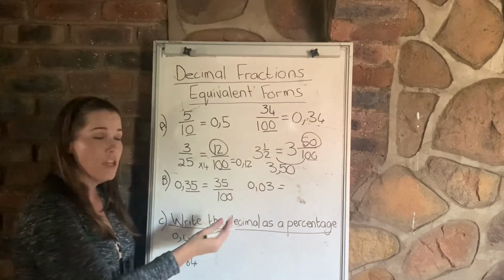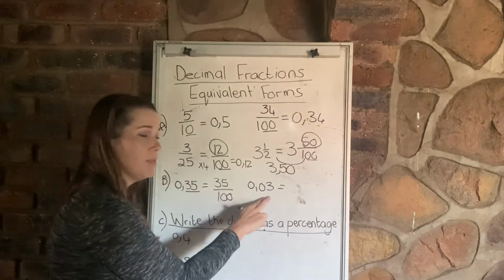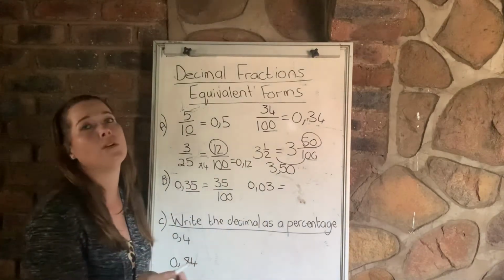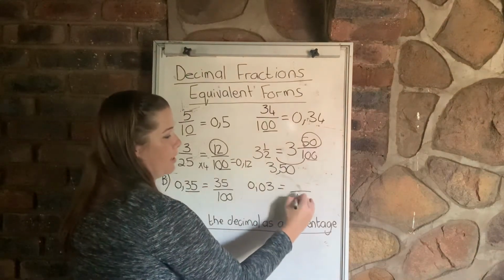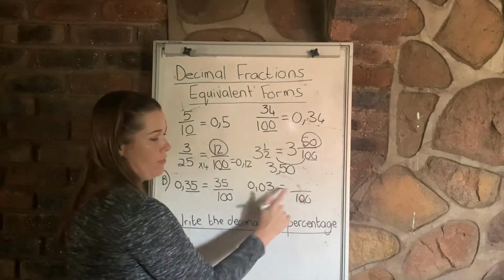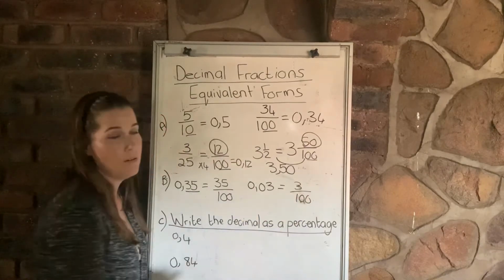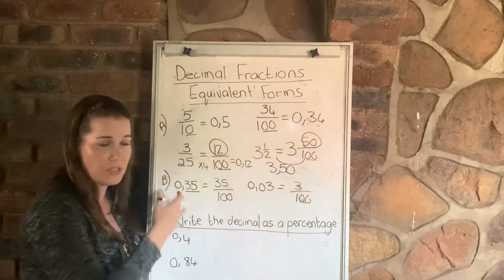This side again, you have two numbers after your comma. So your denominator must have 2 zeros. So it will be 100 and we have a 3. Right, easy enough, it just works the opposite way.